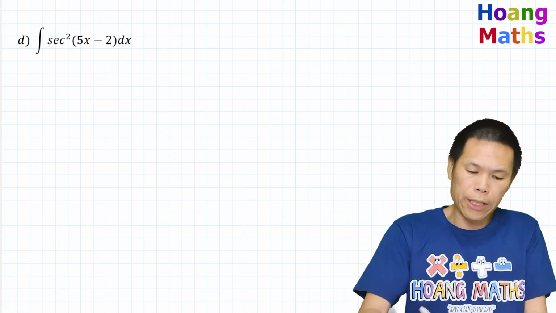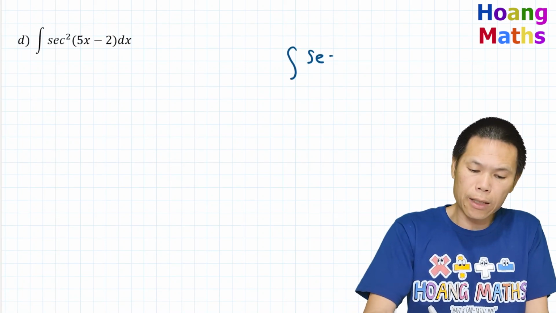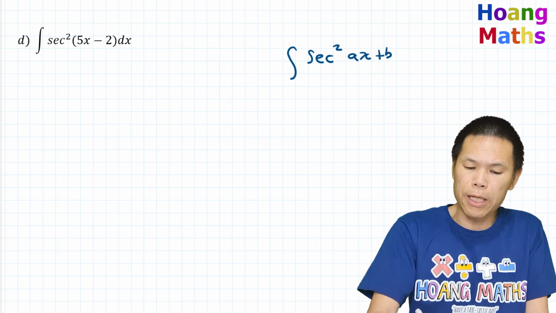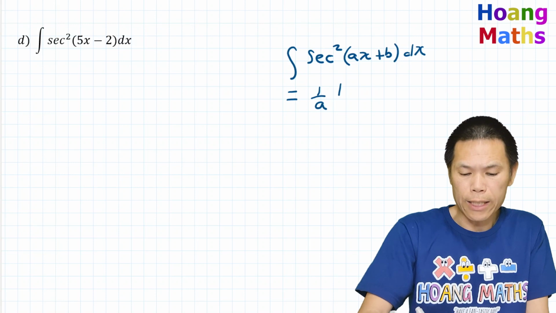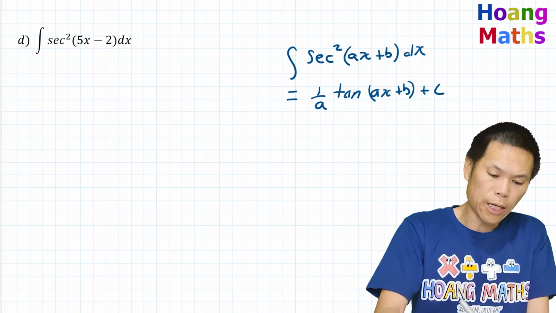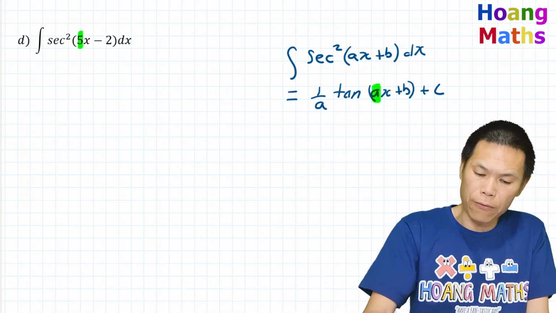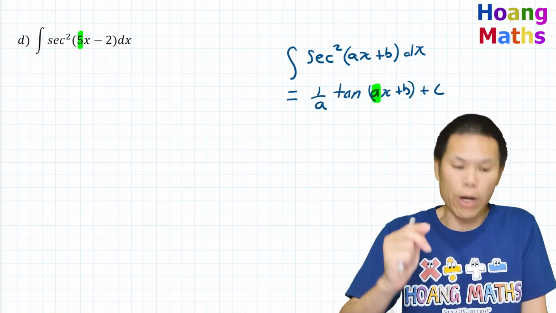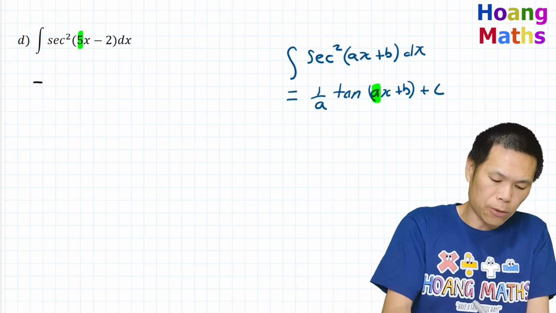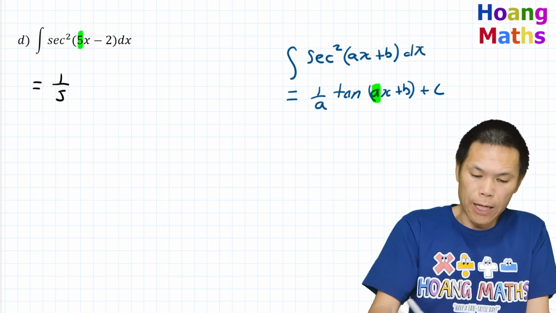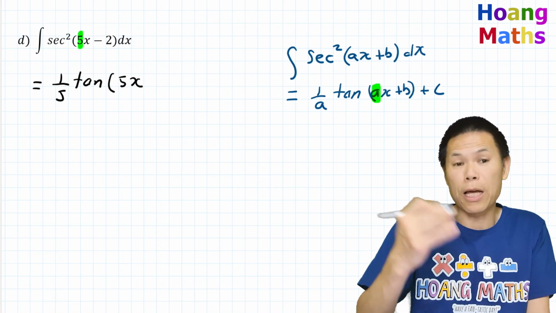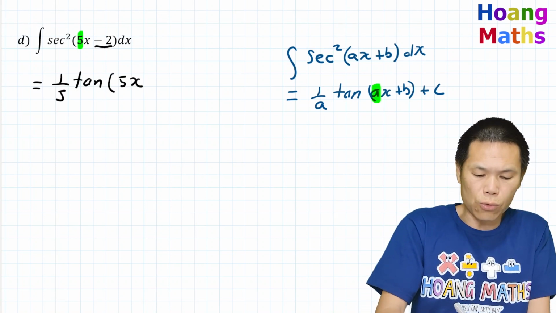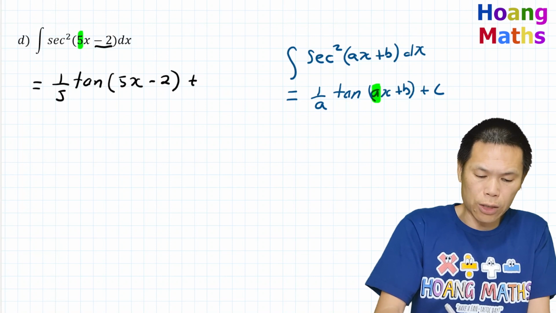Now we need to note that integrate sec square of ax plus b dx is equal to 1 over a tan of ax plus b plus a c, of course. And we know that a is 5. So therefore 1 over a means 1 over 5. So that is equal to 1 over 5, and then it becomes tan of ax, that is 5x, plus b. b is just -2. There you go, add a constant.